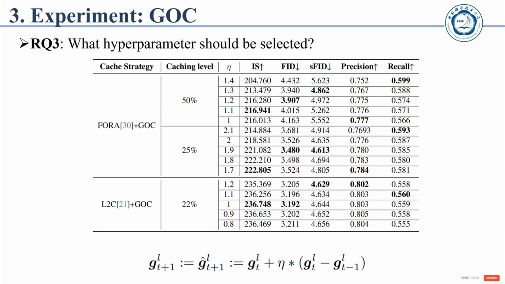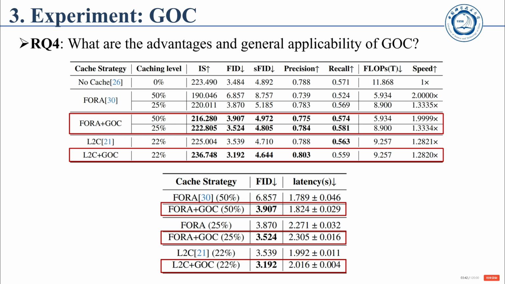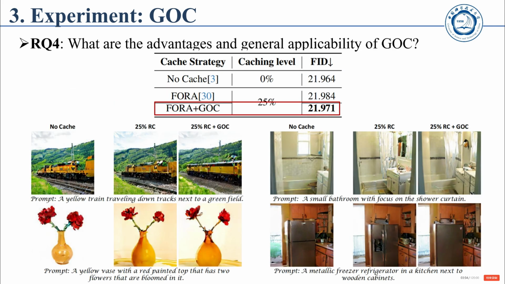This table presents our experimental results on the value of eta under different caching strategies. These 2 tables prove that GOC achieves excellent results when applied to rule-based caching represented by Fora and training-based caching represented by learning to cache. Meanwhile, it hardly increases the sampling time. This page demonstrates the effectiveness of GOC in the text-to-image task.